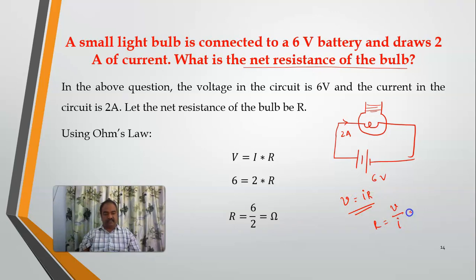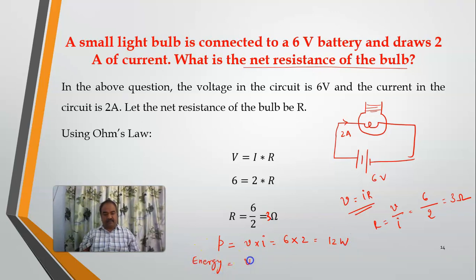What is the voltage in the entire circuit? There is only one element, right? So it is 6 by the current, which is 2. It is 3, and the unit of resistance is 3 ohms. Okay. Now, what is the power which is dissipated? P is equal to V into I, right? So it is 6 into the current flowing, 2. How much is it? 12 watts. And what is the energy?